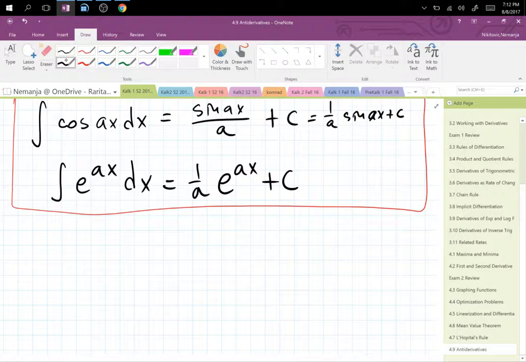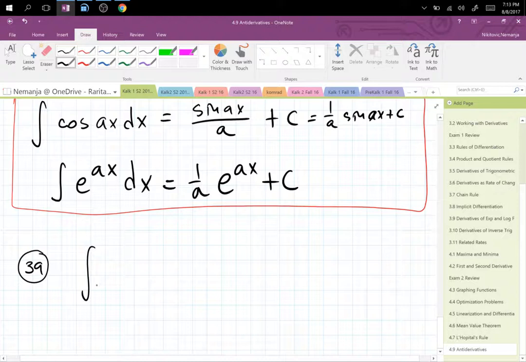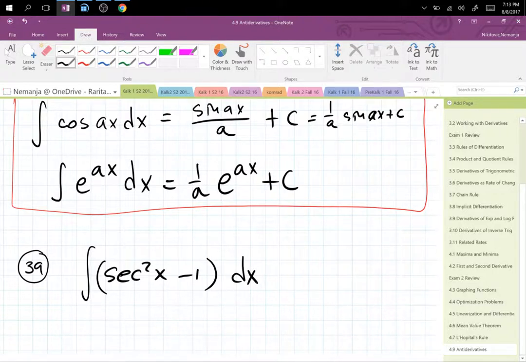So the question is 39. Integral of secant squared x minus 1 dx. It is tangent. The minus that.